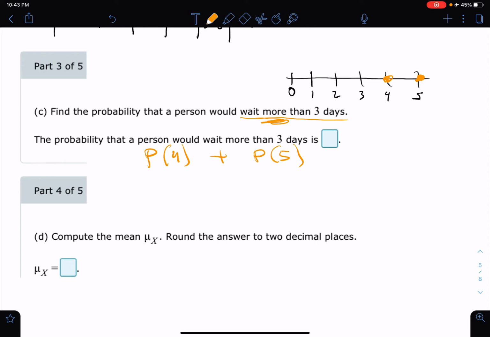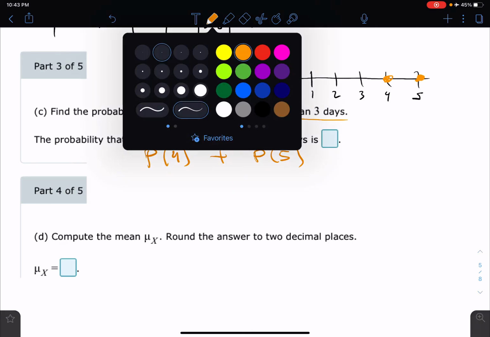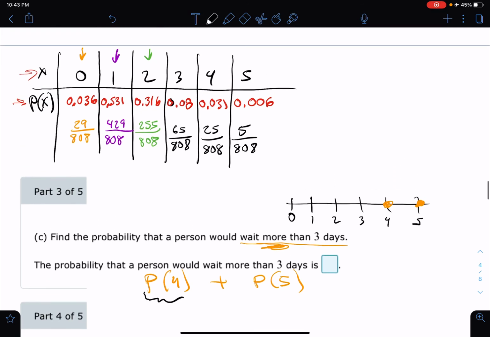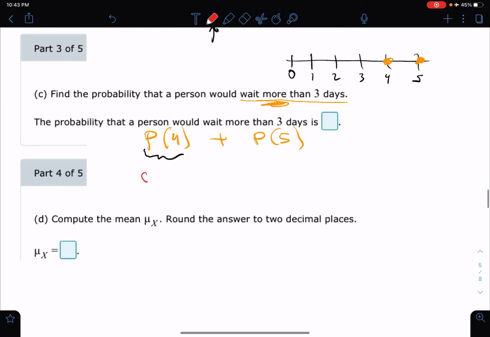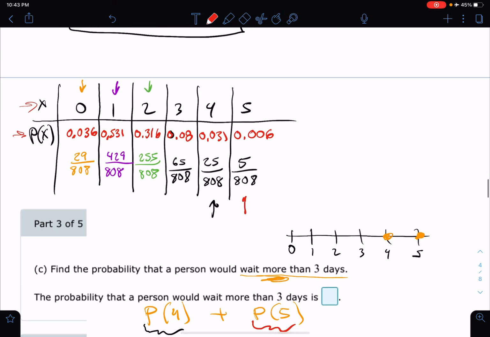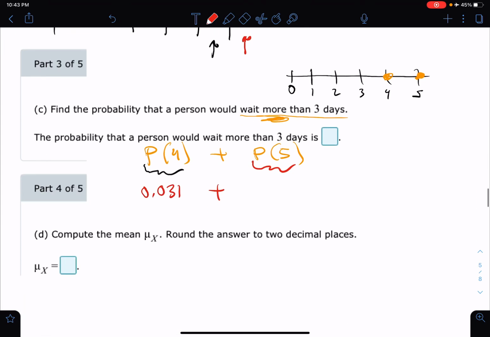So we've got to include all those folks. And so all we have to do is go up and look at what is the probability of 4. And no problem, it is right there. And I think I'll use my red there. It is 0.031. And then what's the probability of a person waiting 5 days? And that's 0.006. And then when we add all that up, 0.031 plus 0.006, we get 0.037.